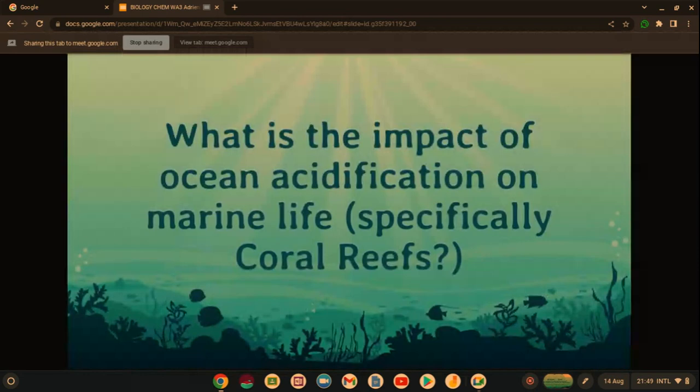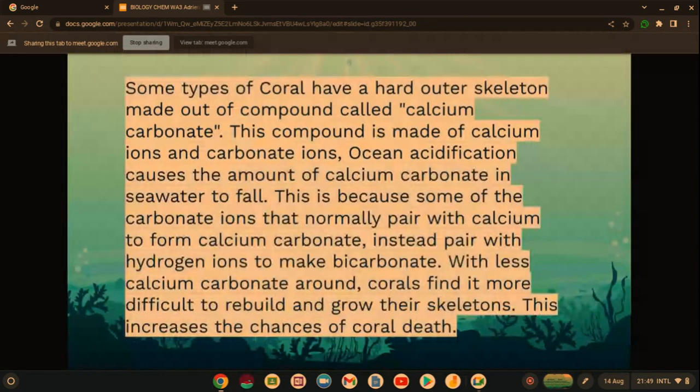We are going to talk about the impact of ocean acidification on coral reefs. Some types of coral have a hard outer skeleton made out of a compound called calcium carbonate. This compound is made of calcium ions and carbonate ions. Ocean acidification causes the amount of calcium carbonate in seawater to fall. This is because some of the carbonate ions that normally pair with calcium to form calcium carbonate instead pair with hydrogen ions to make bicarbonate. With less calcium carbonate around, corals find it more difficult to rebuild and grow their skeletons. This increases the chances of coral death.